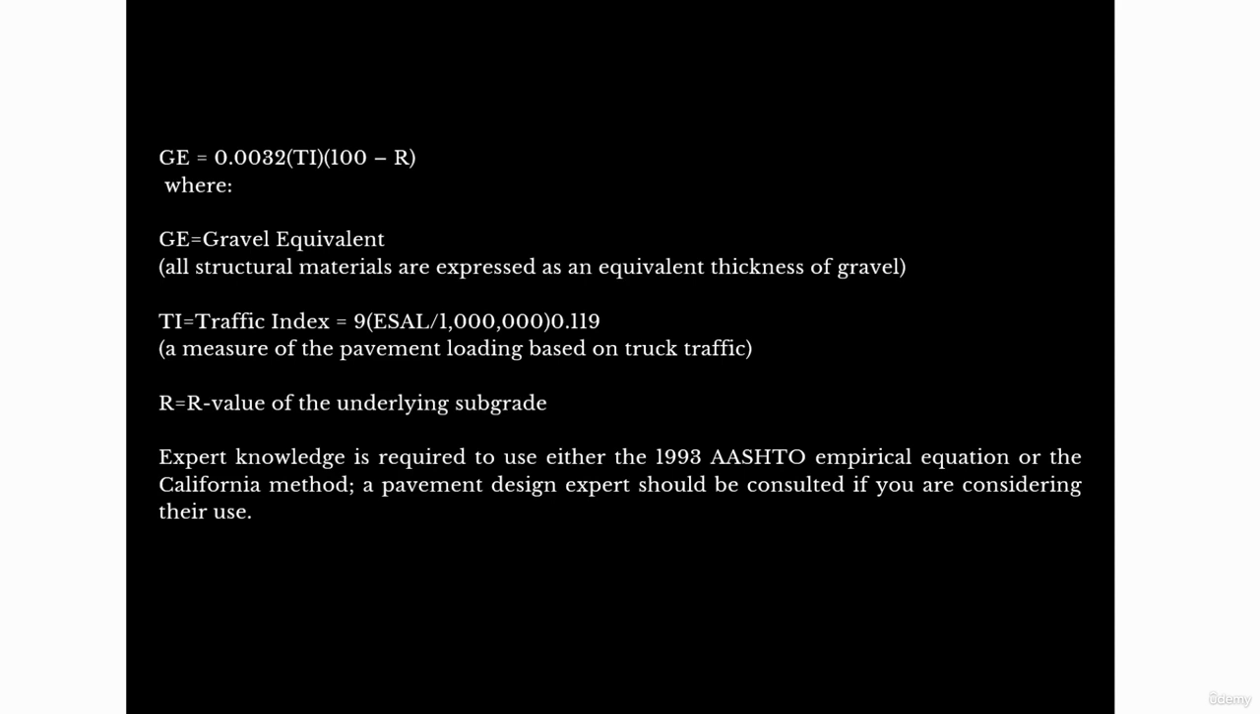There's a lot of abstraction. So they've removed a lot of the need for you to do the work. You don't have to find the equivalent gravel. They've already done all of that for you, and then you just pick depending on the traffic load that you get. And the R value is the underlying subgrade value.